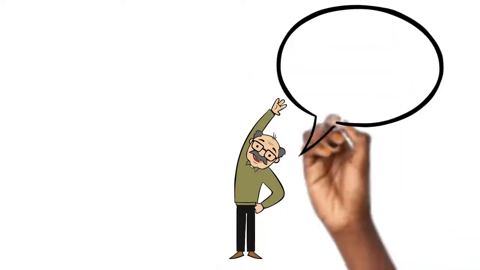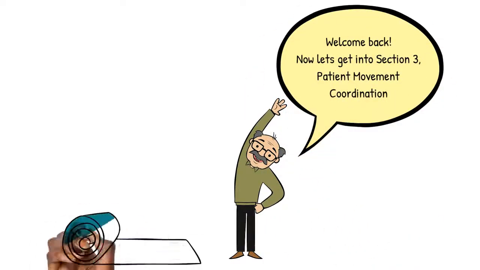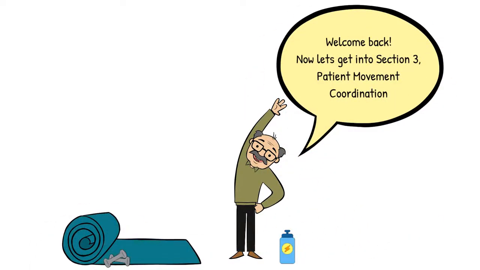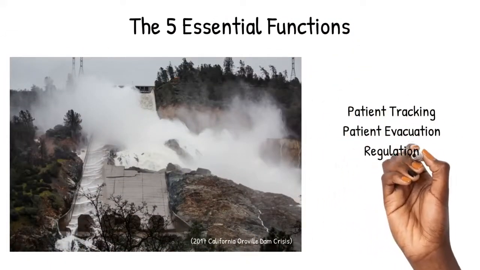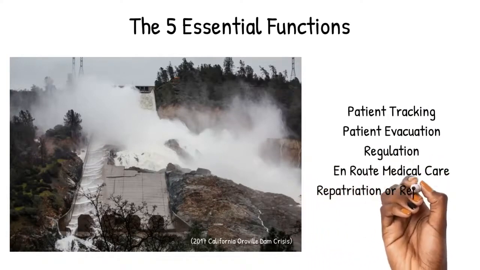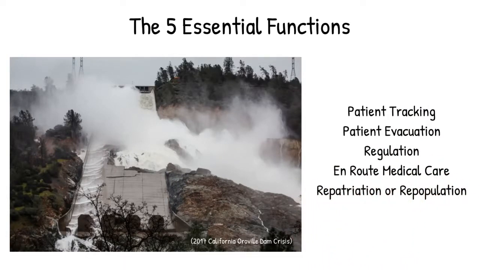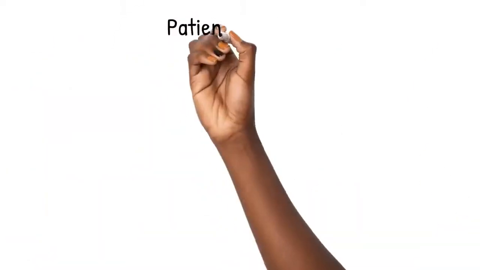Hello and welcome to Section 3 of the California Patient Movement Plan, Patient Movement Coordination. In Section 2, we went over the 5 essential functions of patient movement: patient tracking, patient evacuation, regulation, en route medical care, and repatriation. Now we're going to go over the tools that make the California Patient Movement Plan work.